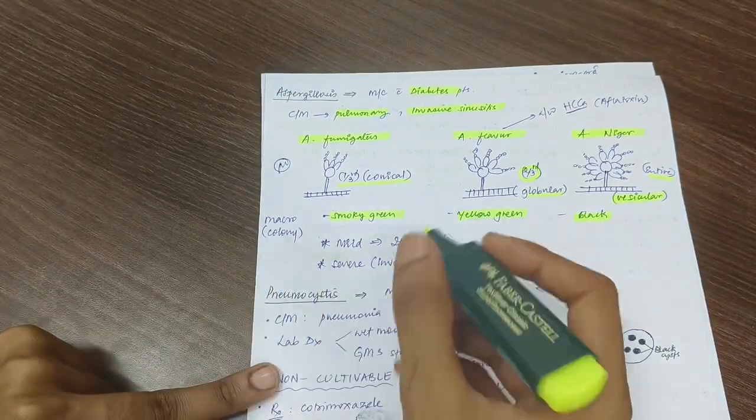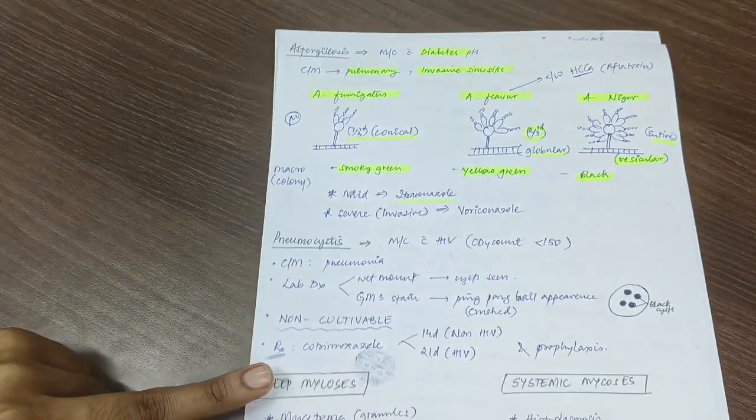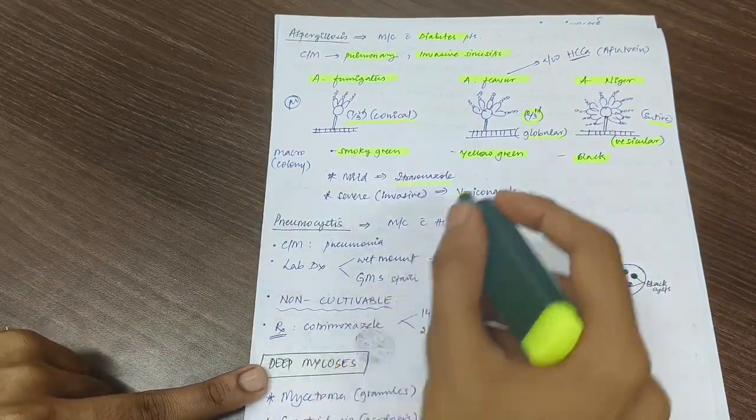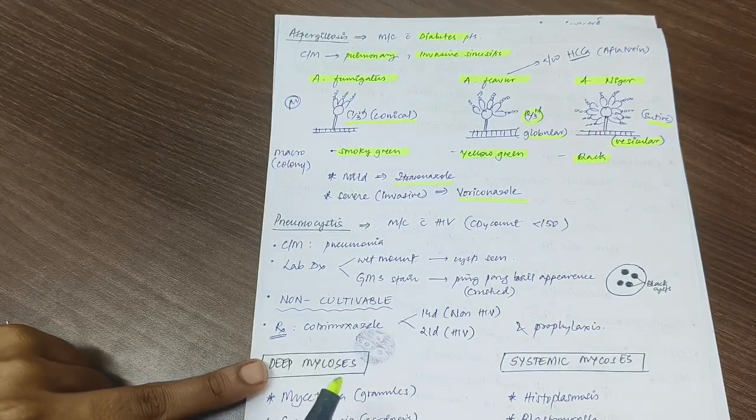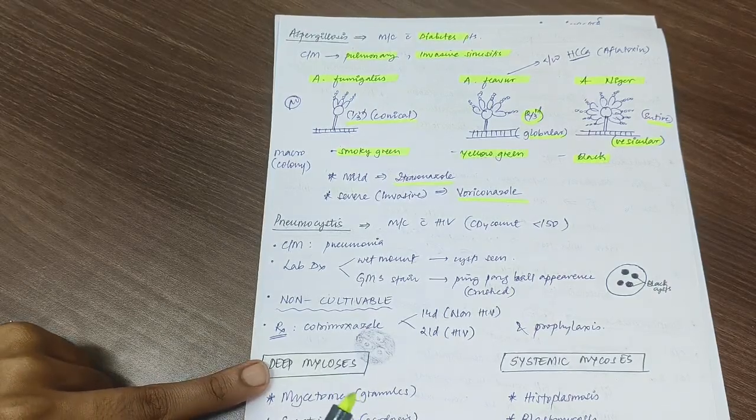If it is having mild infection, you are going to give itraconazole. If it is having invasive or severe infection, then you are going to give voriconazole. For all the rest, you are going to give liposomal amphotericin B.